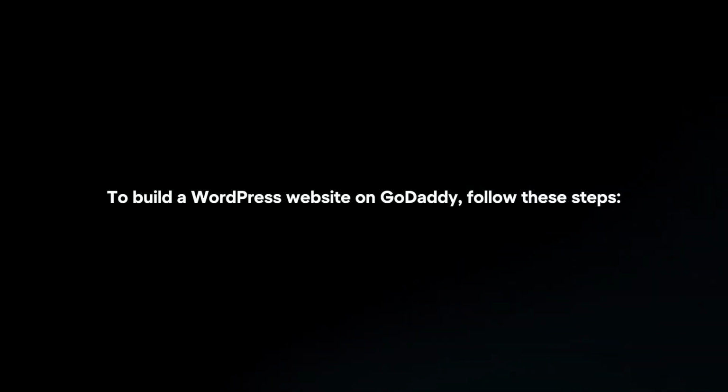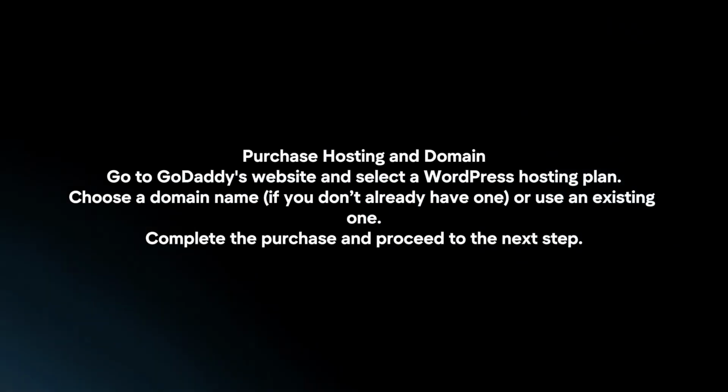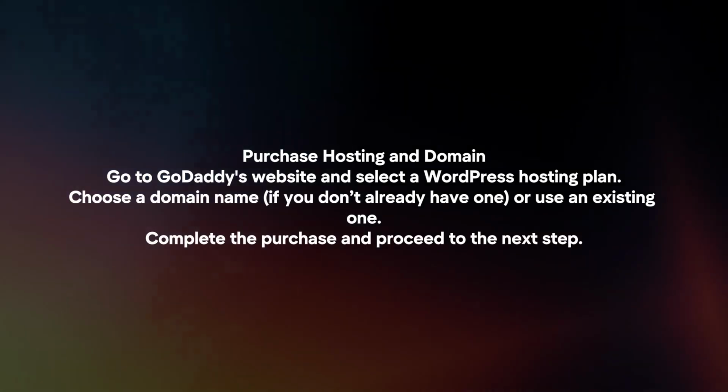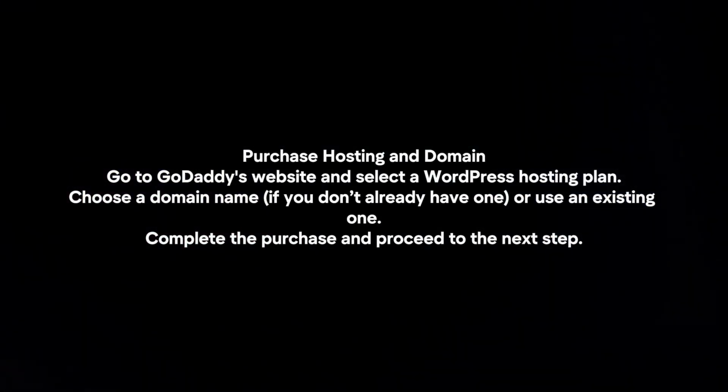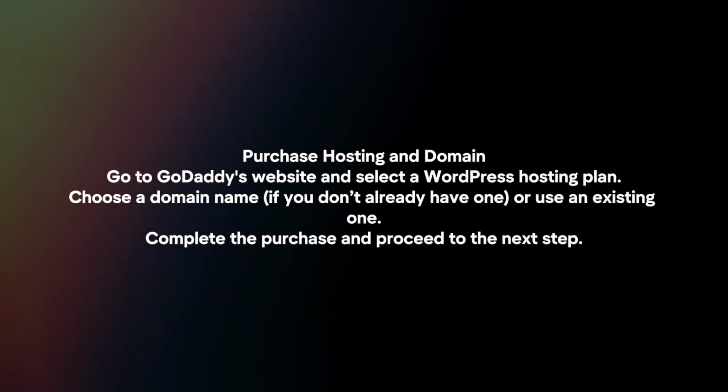To build a WordPress website on GoDaddy, follow these steps. Purchase hosting and domain. Go to GoDaddy's website and select a WordPress hosting plan. Choose a domain name or use an existing one. Complete the purchase and proceed to the next step.